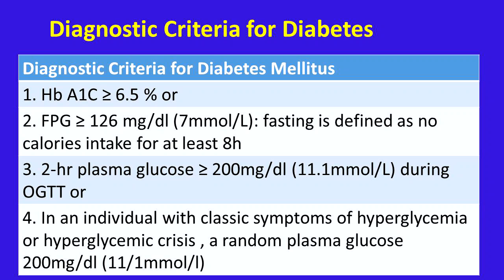Or an individual with classic symptoms of hyperglycemic crisis. If a random glucose level is more than 200, that also meets the criteria for diabetes.